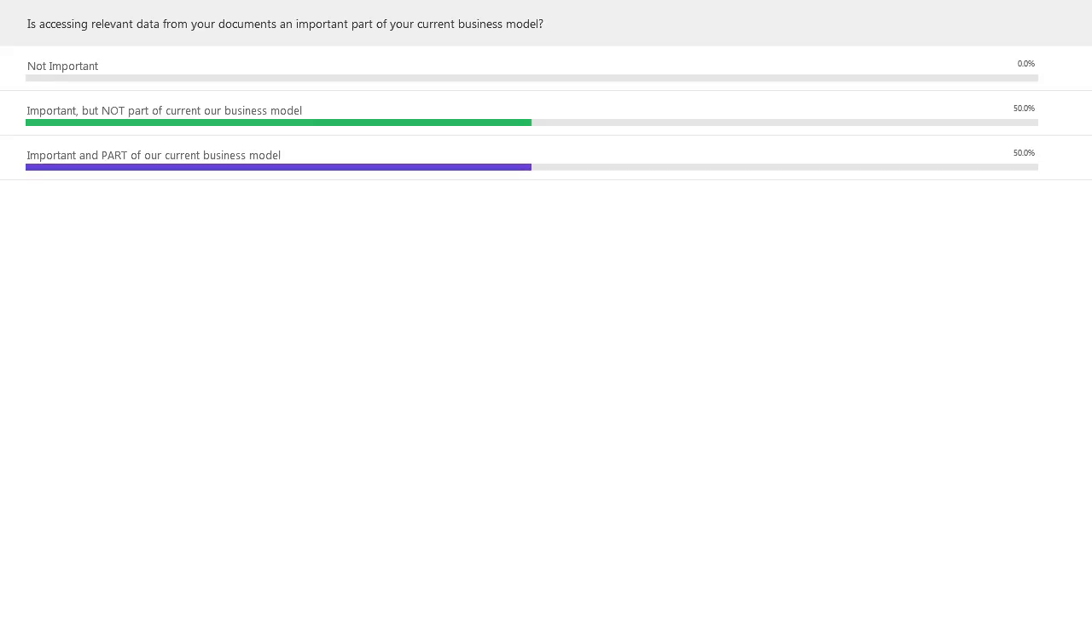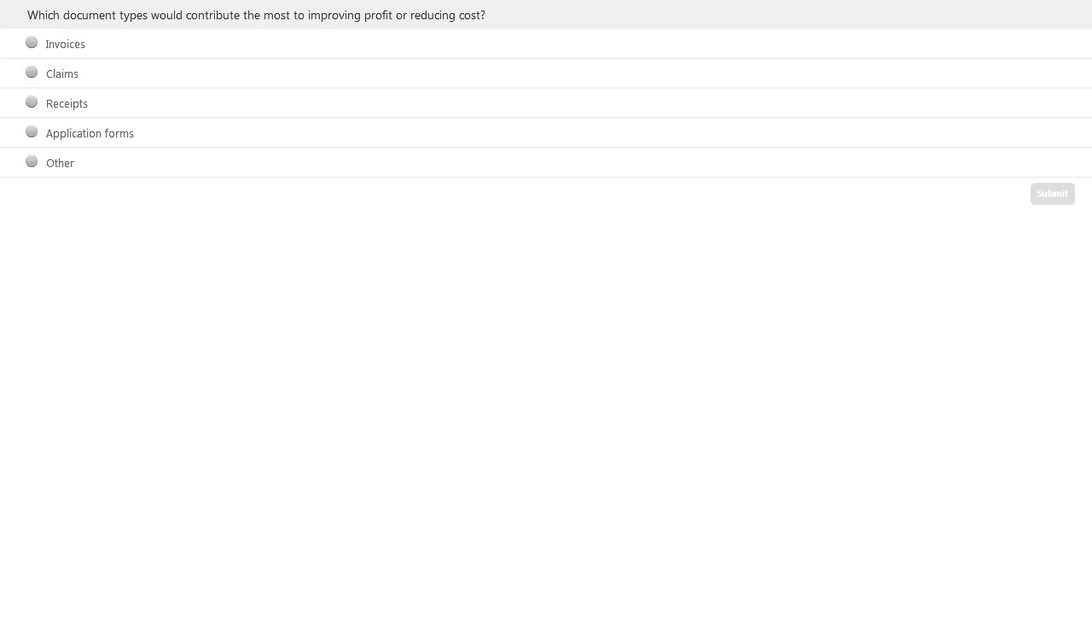And the next question we're looking for you to answer is, which document types would contribute the most to improving profits or reducing costs within your organization? Just pick one of these: invoices, claims, receipts, application forms, or is there some other type of document that would contribute most to increasing your profits? So go ahead and check that off.